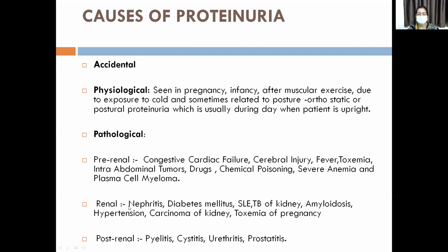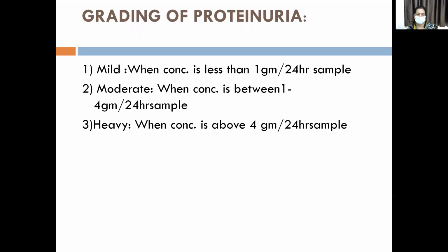Then renal causes, as you know, the filtration is not happening properly. There can be albuminuria happening. So various renal causes we have seen while discussing kidney disease, that is nephritis, toxemia of pregnancy. Anything that disturbs the normal kidney architecture can intervene and release the proteins. Post-renal: pyelitis, cystitis, urethritis, prostatitis, any inflammation in the tract. So these are the causes of proteinuria.